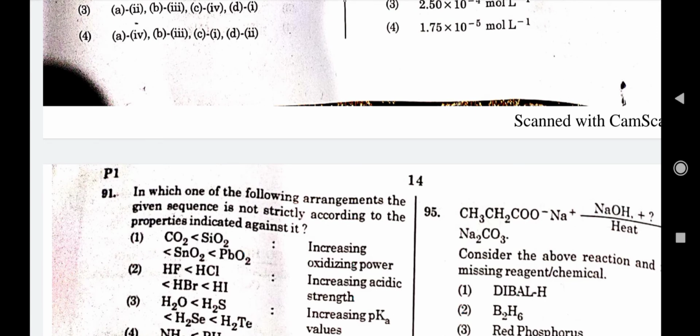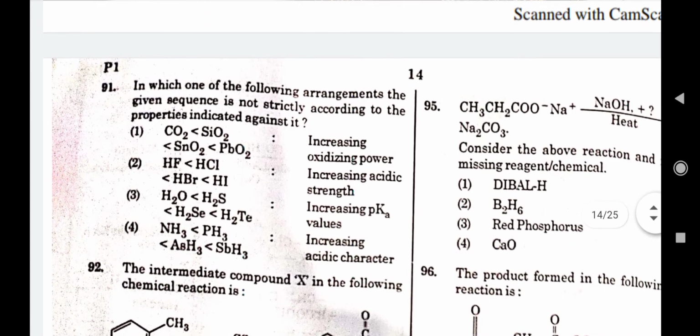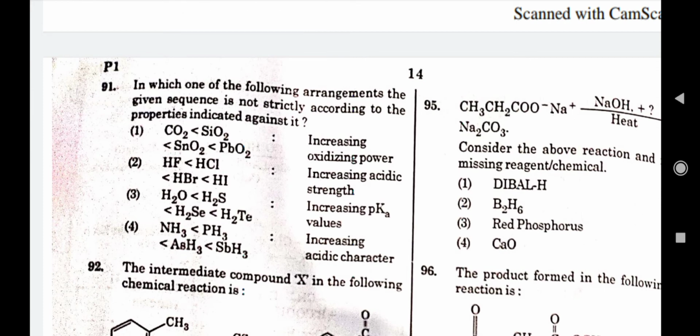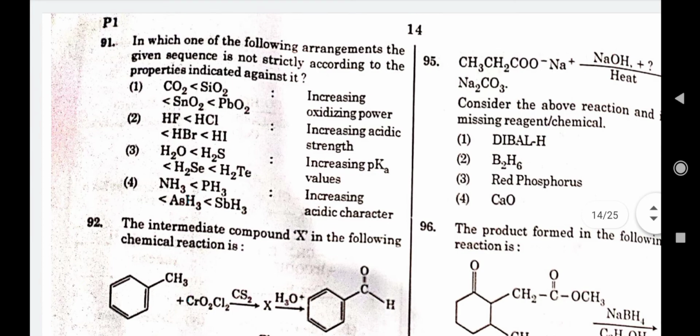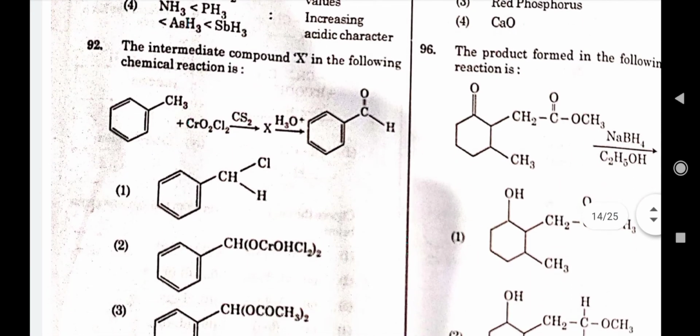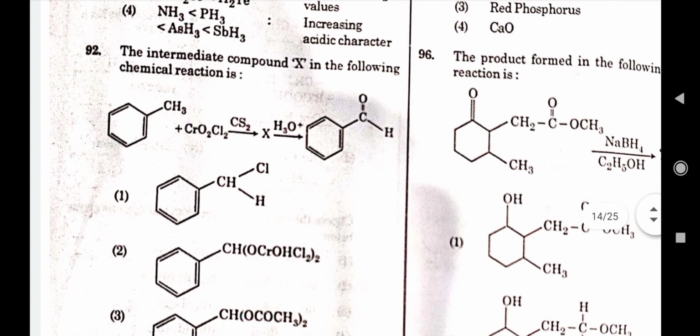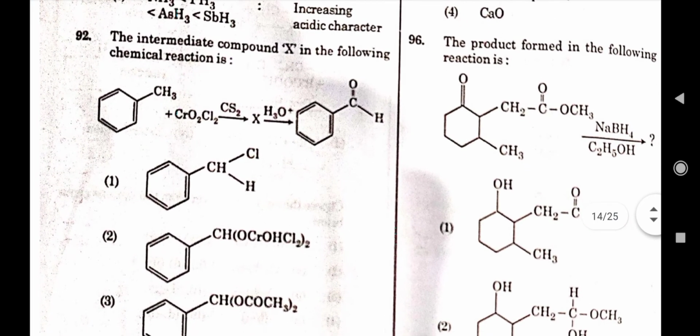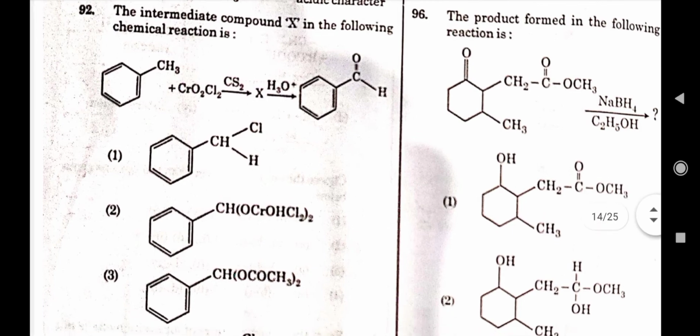Now moving on to the question number 91. In which one of the following arrangements the given sequence is not strictly according to the properties indicated against it? इसका जो correct option है that is option 3. Moving on to question number 92. The intermediate compound X in the following chemical reaction is? इसका जो correct option है that is option 2.